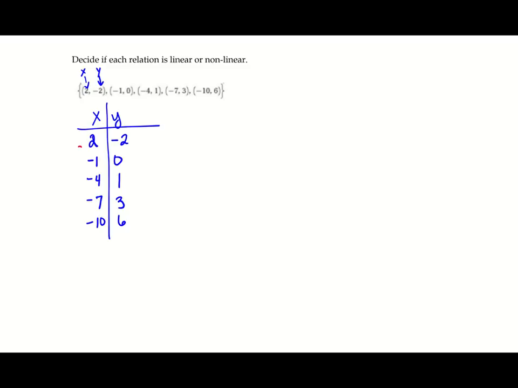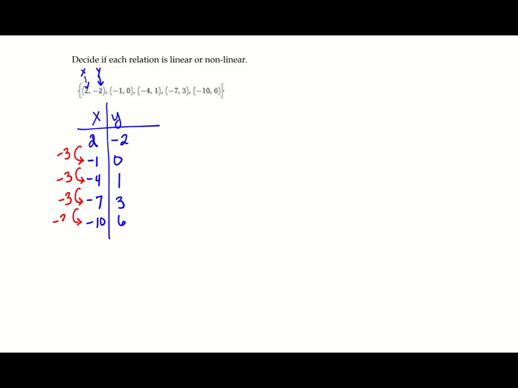Now we're going to figure out what the jump is from here to here. So remember, we do bottom minus top. That means we went down 3. Here, we do bottom minus top. That means we went down 3. Here, bottom minus top, we went down 3. And we continue that pattern, and we can see that we went down 3 every single time.